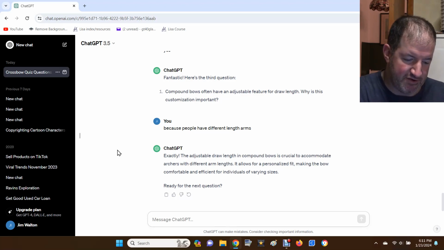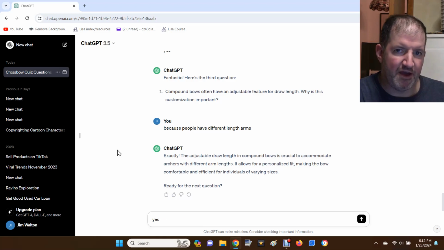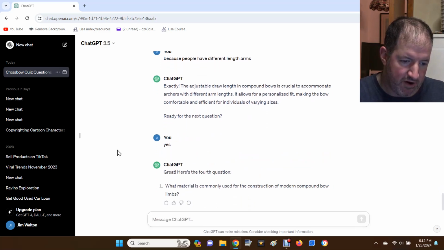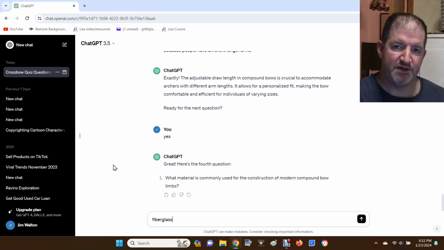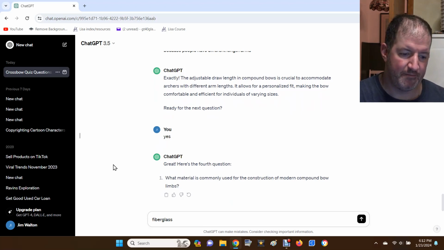Ready for the next question? Yes. And I think after this, we're going to do some rifle questions. Great. Here's the fourth question. What material is commonly used for the construction of modern compound bow limbs? Fiberglass. Geez, I'm a crossbow guy, and these questions are way easier than the crossbow stuff.